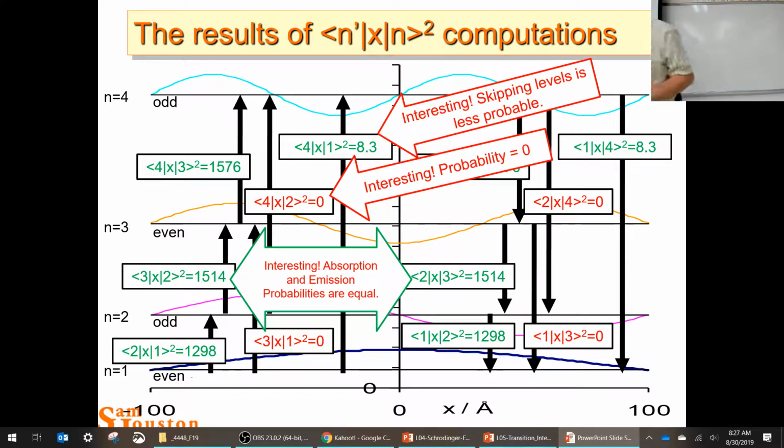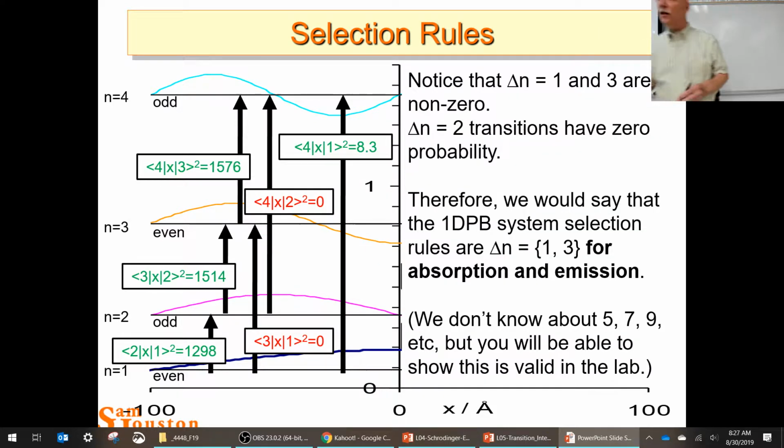What we see in these patterns are called selection rules. So changes by 1 quantum state, so delta n equals 1, is an allowed transition. Delta n equals 2 is not allowed. Delta n equals 3 is allowed. So we know a couple of those selection rules. This is an important vocabulary word, selection rules. It's the changes in states that are allowed.